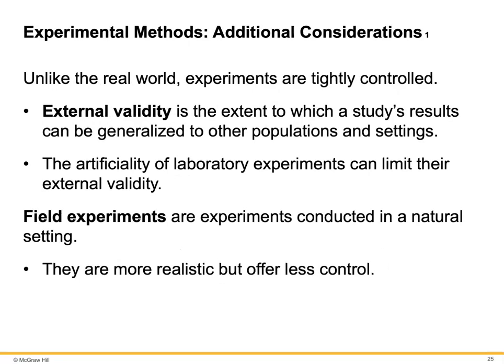So unlike the real world, experiments are tightly controlled. The external validity of a study is the extent to which the results can be generalized to other populations and settings. So another alternative is to try to conduct an experiment in a field setting. In a field experiment, the independent variable is manipulated in a natural setting, and they are more realistic and more generalizable to the population, but they offer less control.